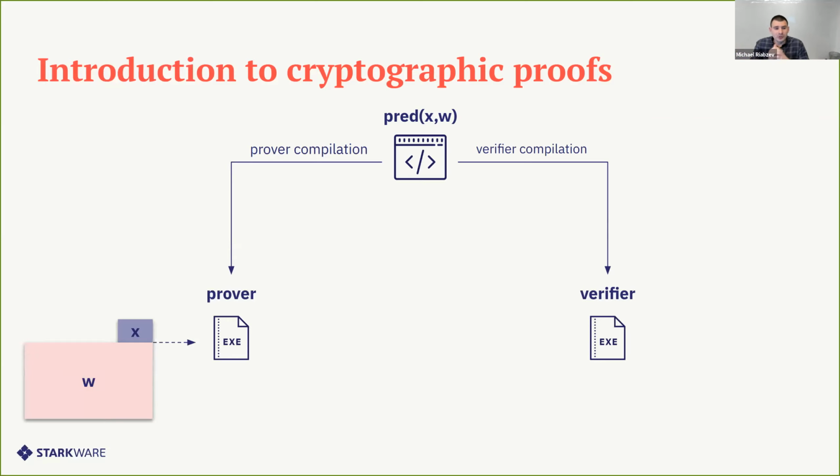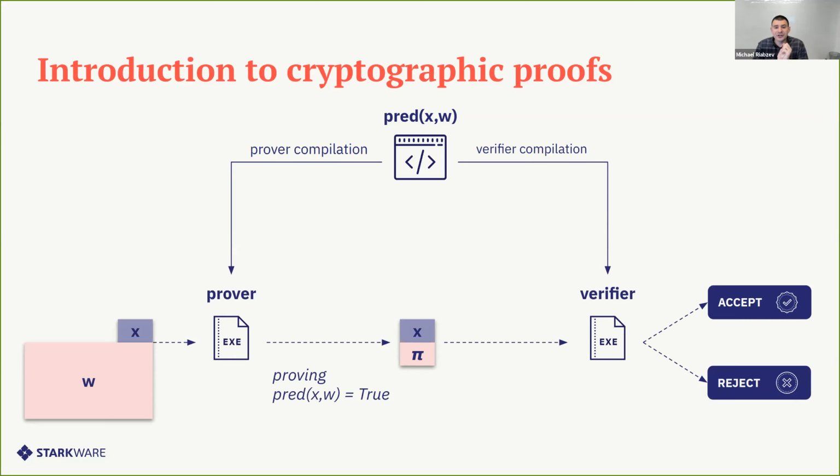Now, the prover executable, when it's provided a valid input X and W, can generate a proof of knowledge, technically a proof of knowledge of a witness W, such that X and W satisfy the predicate. The verifier can read the explicit input X and the proof pi, and decide whether it accepts or rejects this proof, whether it is indeed the case that the prover who generated this proof knows the satisfying witness to this predicate.